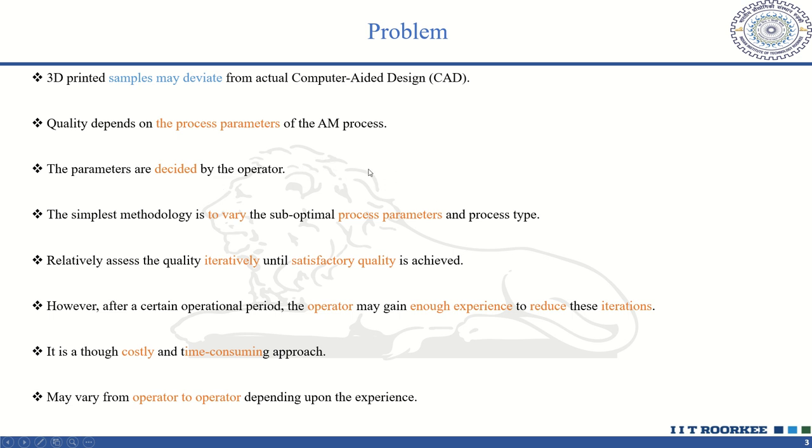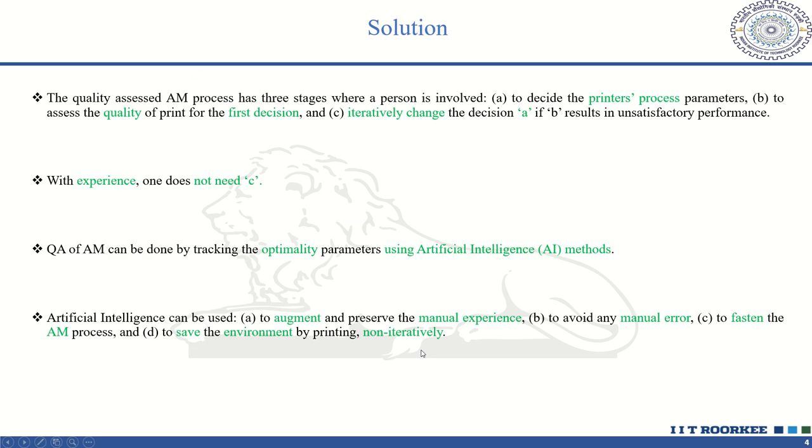So in order to improve the quality of the 3D printed sample, we can first vary the process parameters, assess the quality, and then we can repeat the process iteratively until the quality of the sample is satisfactory. However, with experience, the operator may gain enough experience to reduce these iterations. Yet, it is a costly and time consuming approach.